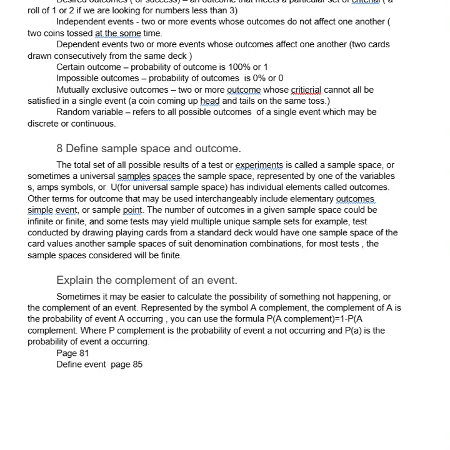Represented by the symbol A complement, the A has a hat. The complement of A is the probability of event A not occurring. You can use the formula P(A complement) equals 1 minus P(A), where P(A complement) is the probability of the event not occurring and P(A) is the probability of an event occurring. Again, complement is just negation.